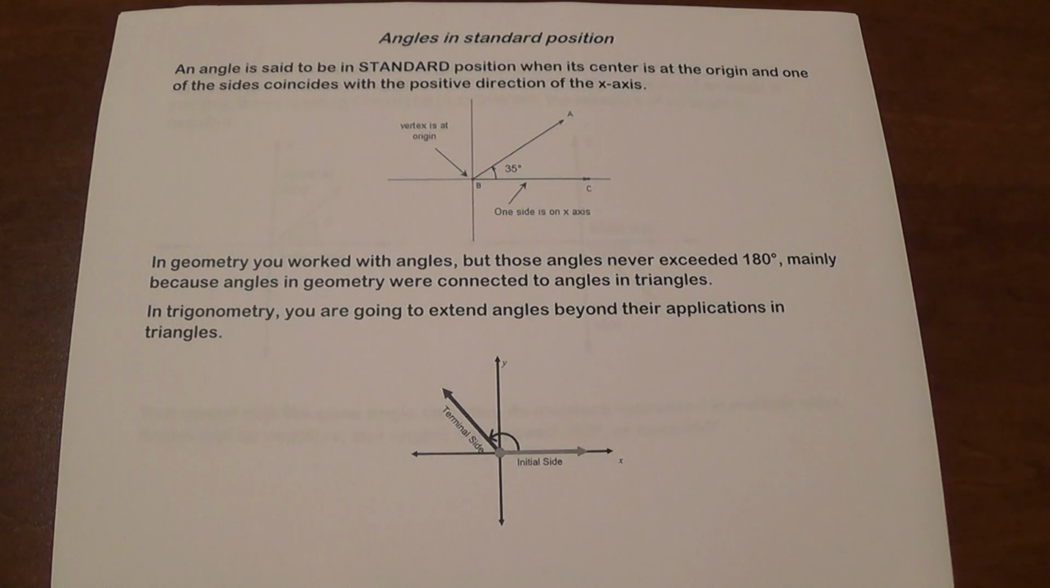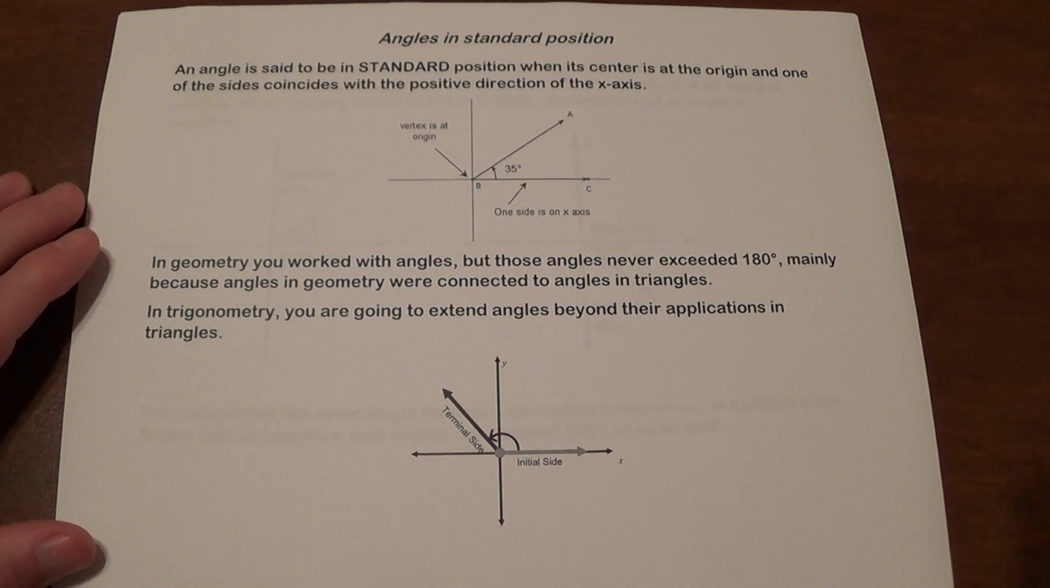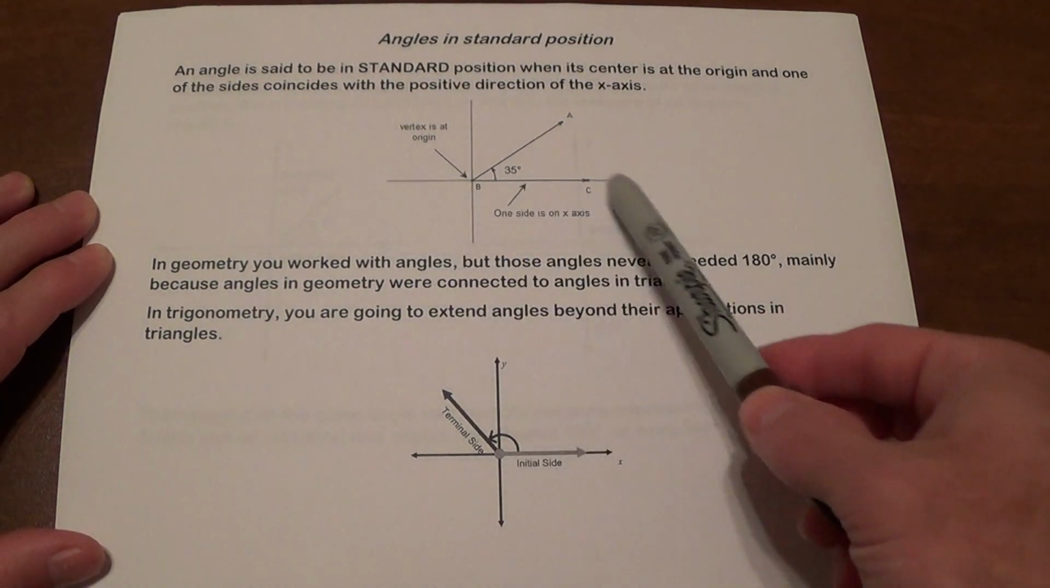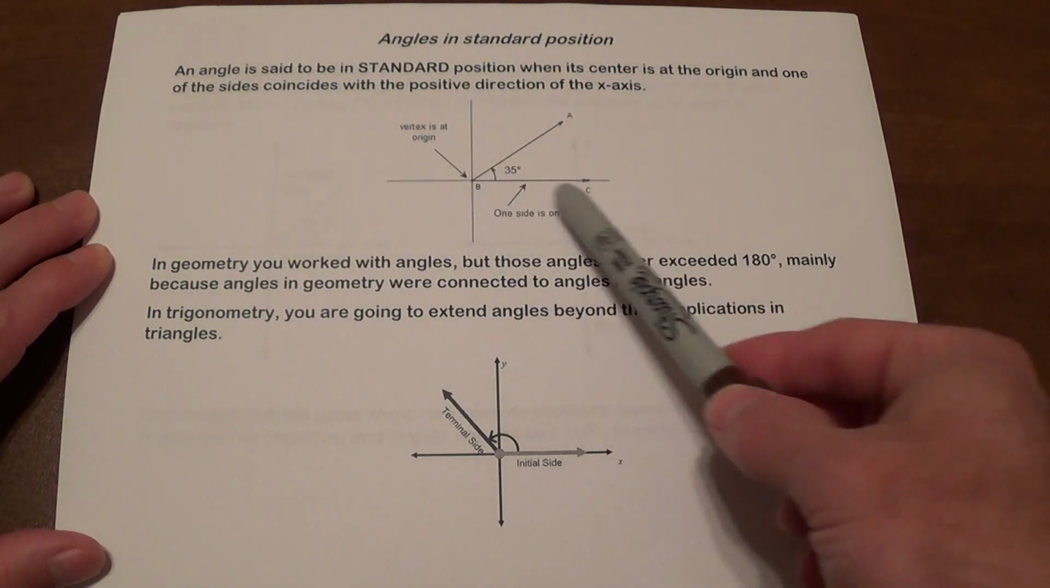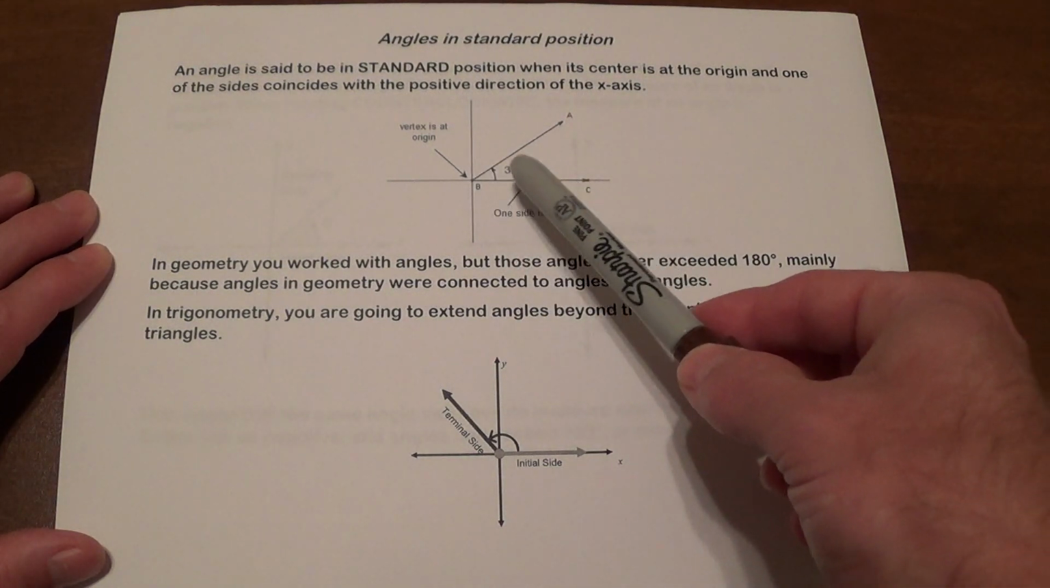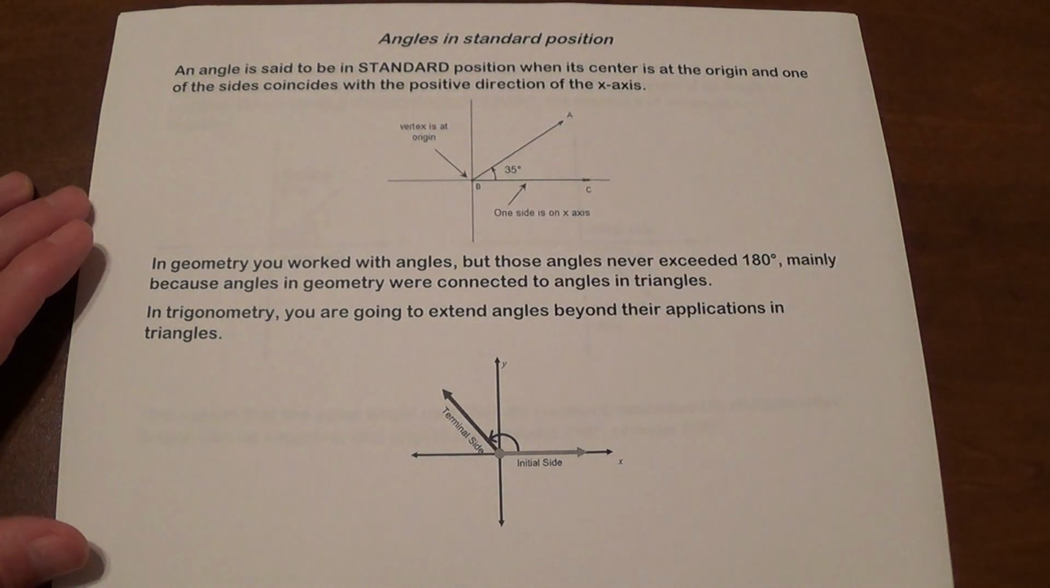Hi, in this video we are going to talk about angles in standard position. An angle is in standard position when the center is located at the origin and one side coincides with the positive direction of the x-axis. So this is the x-axis, this is the positive direction, so one side of the angle is going to coincide with that, and the vertex is going to be at the origin.